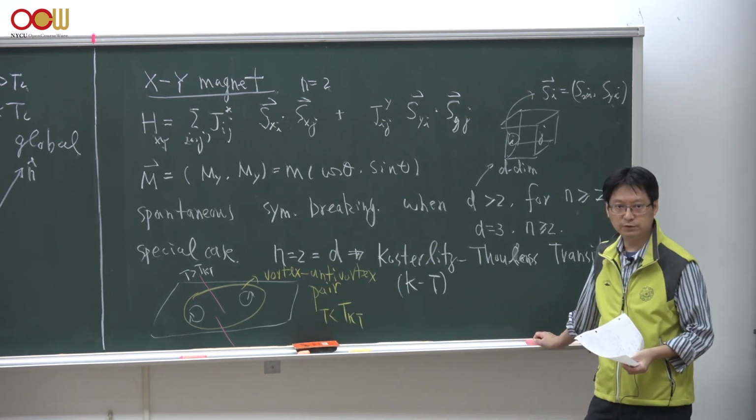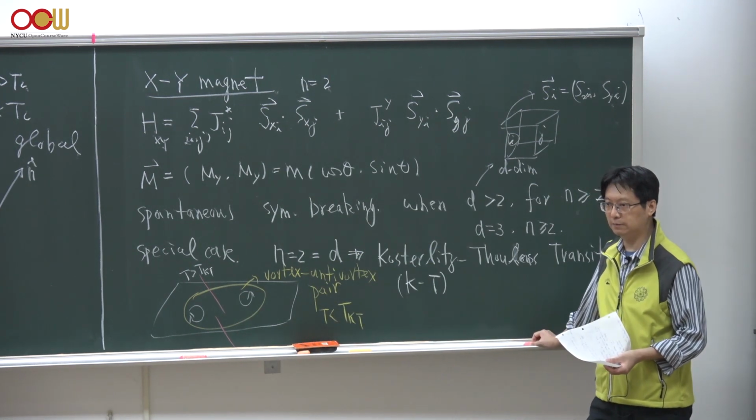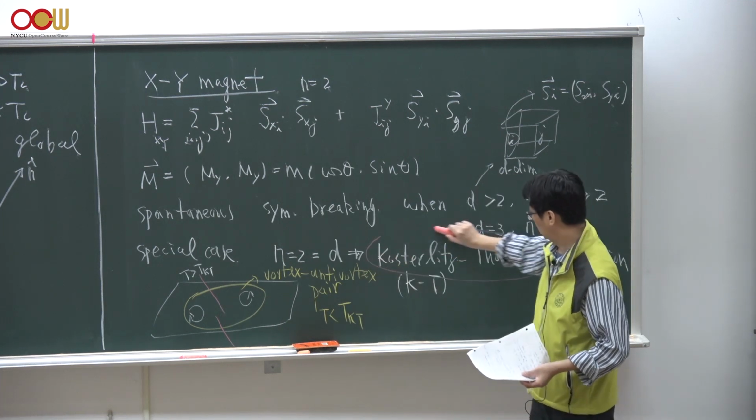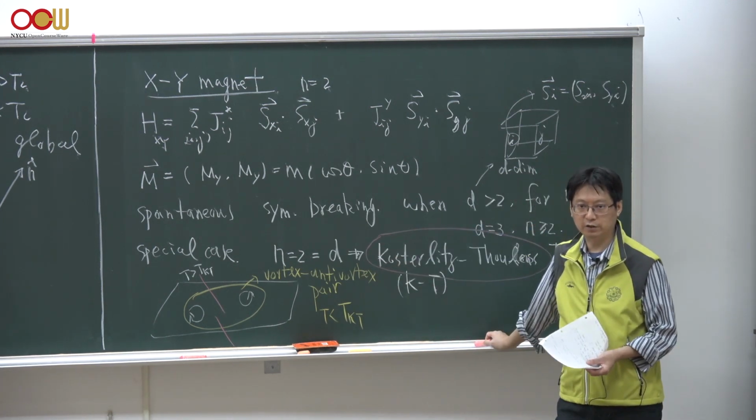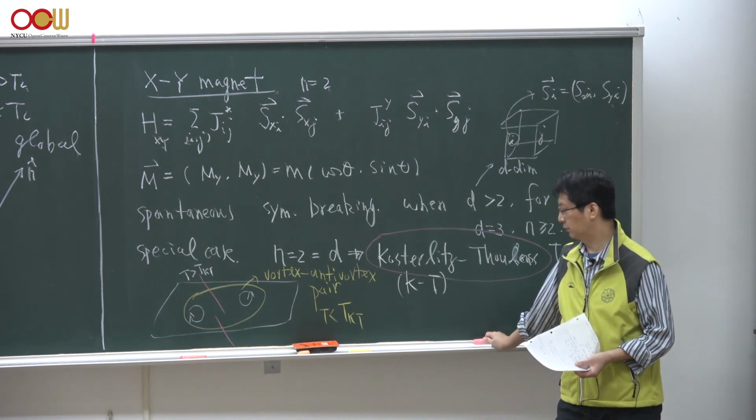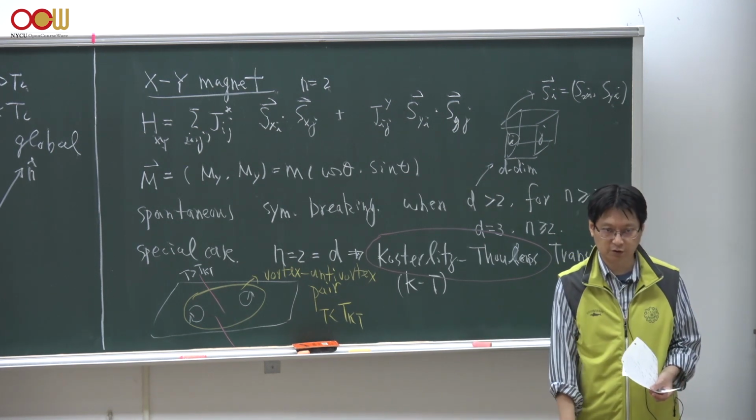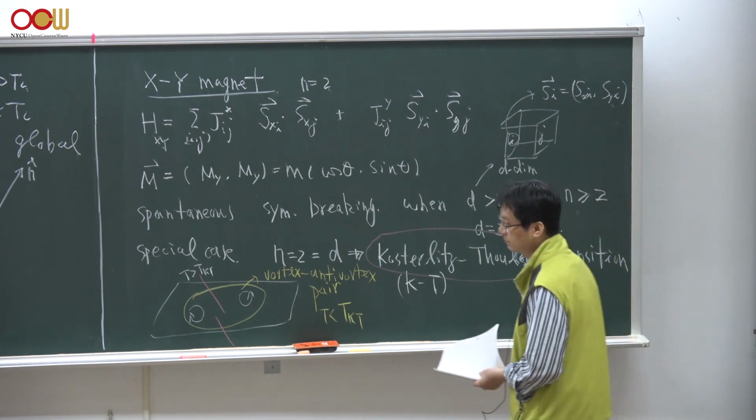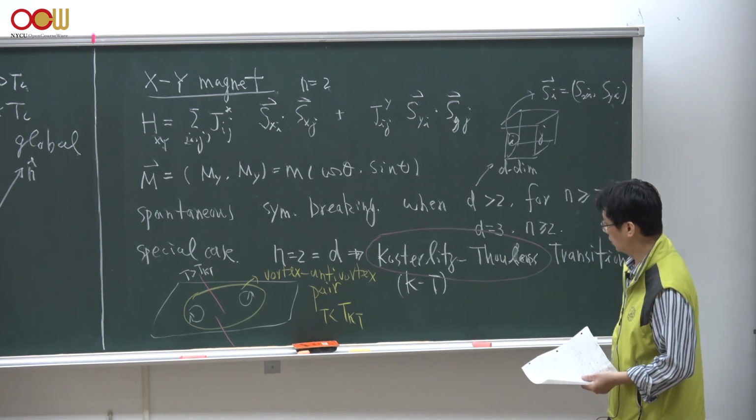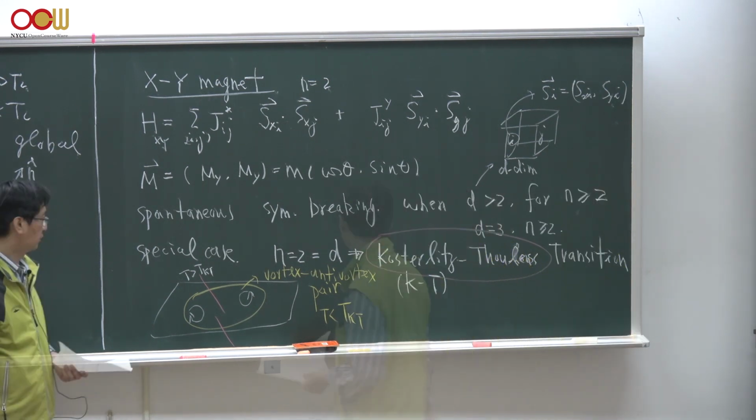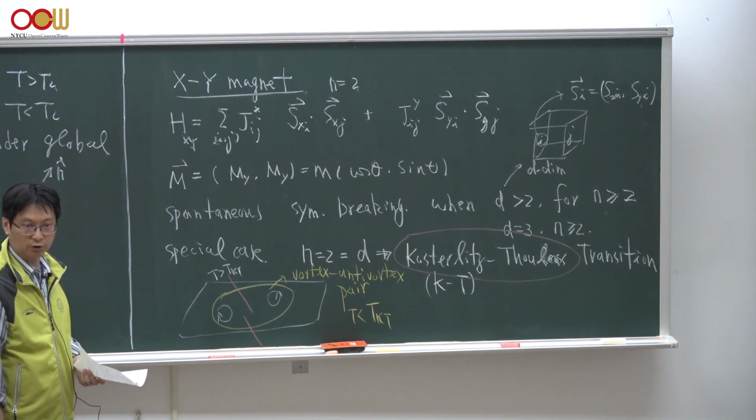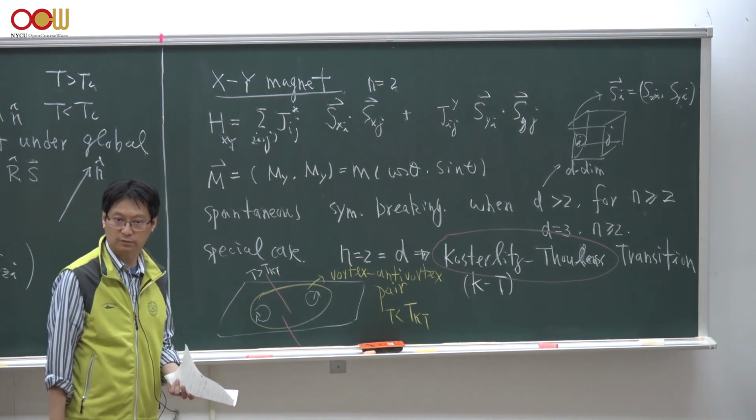Remember, a few years back, in 2016, these two gentlemen, Kosterlitz and Thouless, together with Duncan Haldane, shared a Nobel Prize precisely because of this kind of topological nature of quantum matter. And this kind of KT transition is sort of the first study of this kind of topological properties of quantum matter.